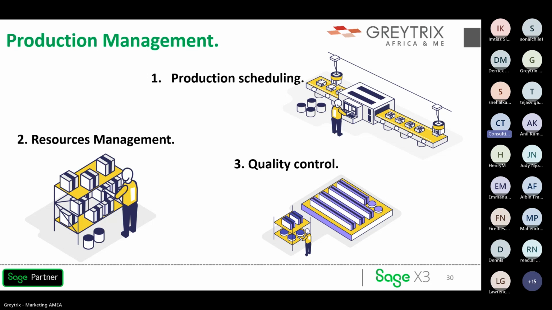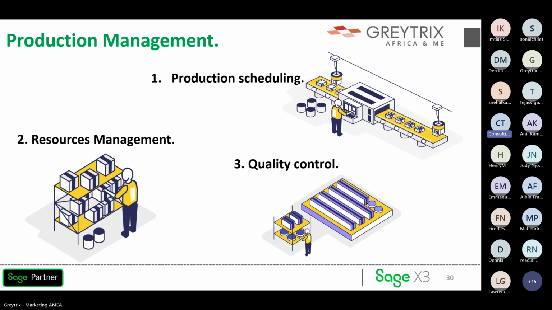Production management has to do with how we are scheduling our production, how we are scheduling our work orders, and how we are managing our resources in terms of the labor and the machines that are required to do this production. What are the steps, or the quality control factors, that we are considering to ensure we are keeping in step with the regulations and everything.